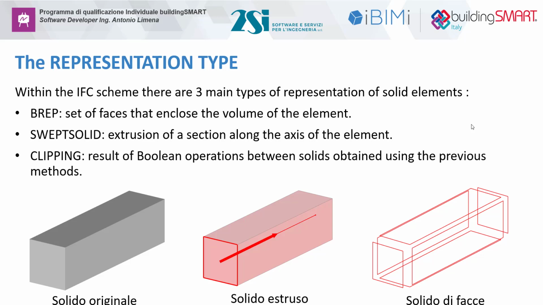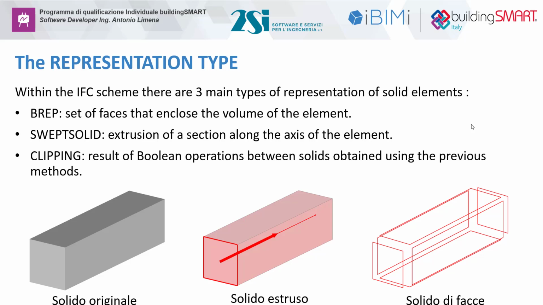Let's focus on the representation type. In the IFC schema, there are three main types of representation of solid elements. It means that each element can be represented in different ways. There are two ways that are the more popular, that are BRep, which stands for boundary representation, and swept solid. So, as we see in the bottom images, on the left we have our solid. Sorry, I forgot to translate, but I think it's not a problem. The original solid, which is in this case a beam with a quadratic section.